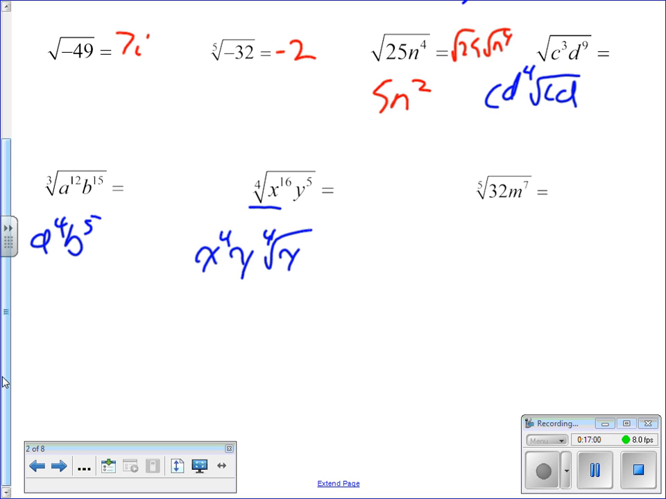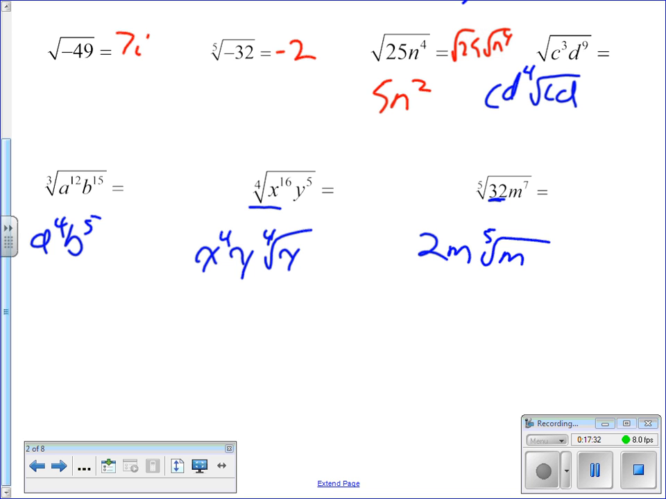5th root of 32m to the 7th. Okay, we already did the 5th root of 32, right? 5th root of negative 32 is negative 2, so the 5th root of positive 32 would be positive 2. So just this part right here, 5th root of that, gives me 2 all by itself. I don't have anything left behind. M to the 7th. Okay, 5 goes into 7 how many times? 1 with the remainder of 2. So that means I have m to the 1st outside, and my 5th root still stays there.